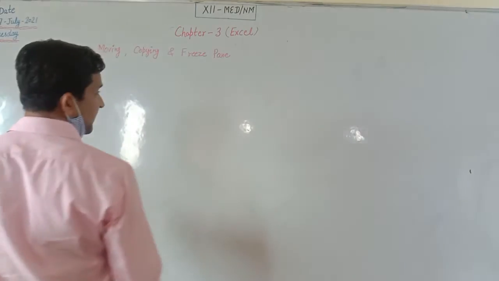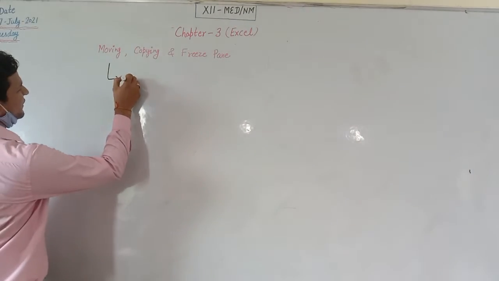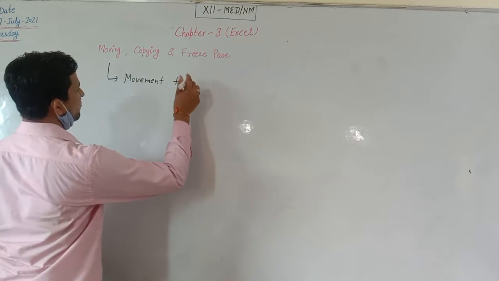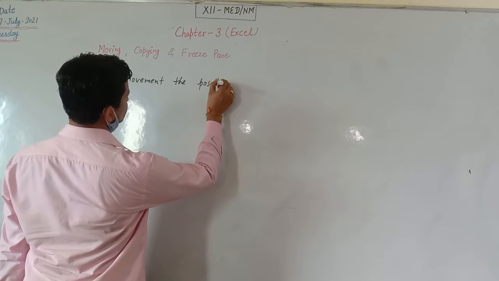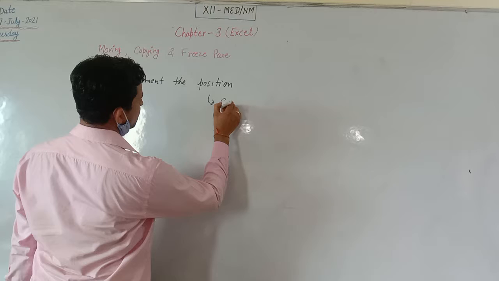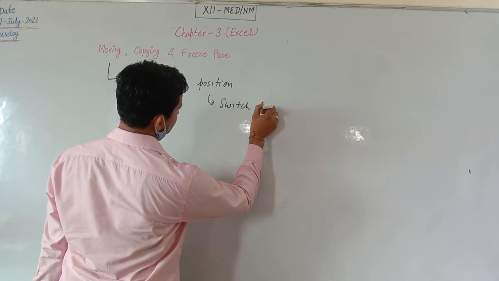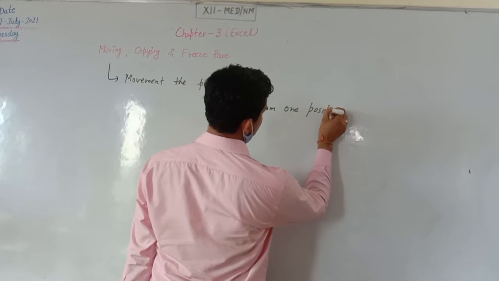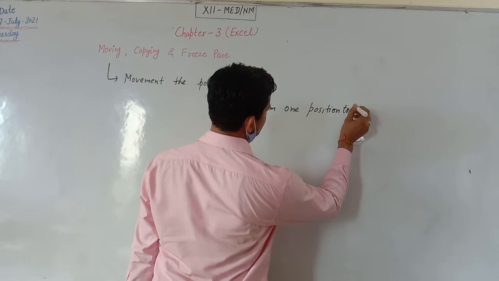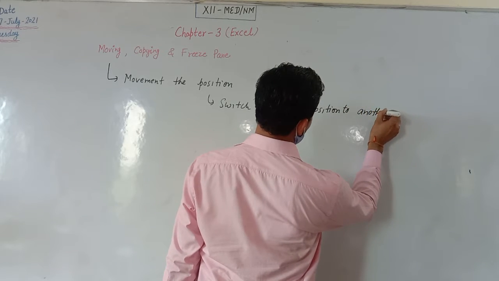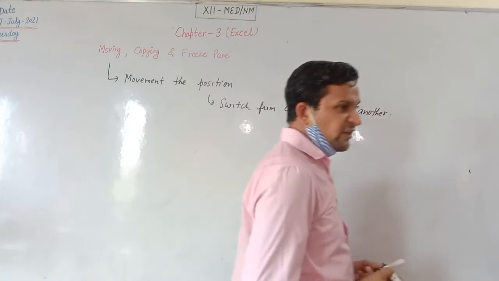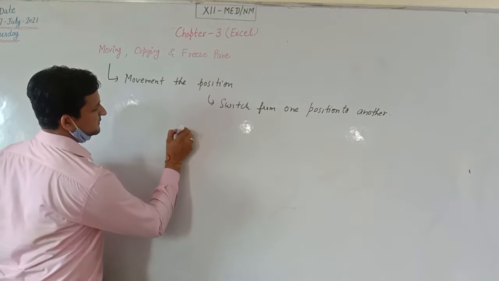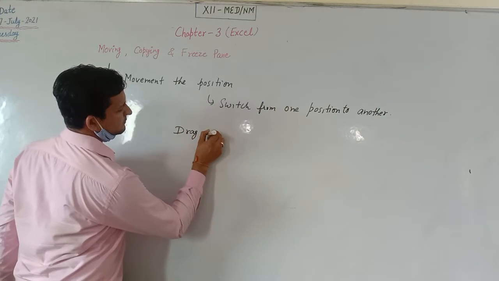So the first step is moving the cell. Moving means movement in the direction of the cell, the movement of the position. It means to switch from one position to another. There are two methods to change the position. Method 1, we can use the option of drag and drop.